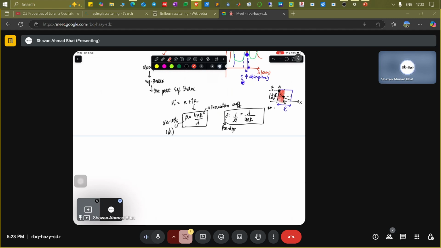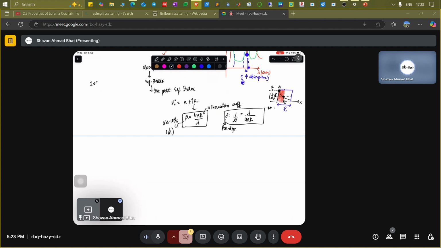So if you consider it mathematically, the exponentially decaying curve touches the x-axis at infinity. It just goes on. But you have to consider some definite value. So you consider it to be 1 by e of the initial amplitude. That is basically defined as the penetration depth, and it comes simply from the relation I showed earlier. It comes even from the Beer-Lambert law.